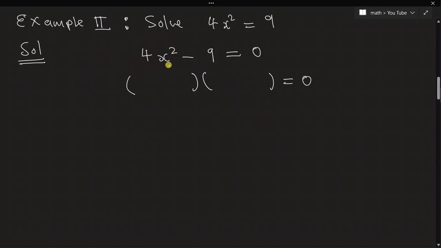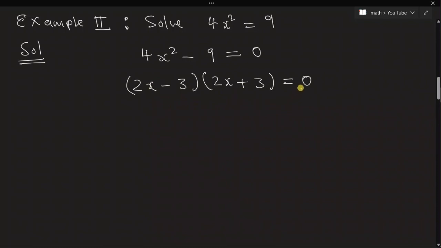So what we do now is first we look at the first term of the expression and determine its square root. What is the square root of 4x squared? It is 2x. So that 2x, we place in each of these brackets. Then in one bracket you place a negative sign and in the other one you place a positive sign. It doesn't matter which sign you start with. Then we determine the square root of the other term, which is 9 in this case, and its square root is 3. So the 3 fills in the missing spaces there.